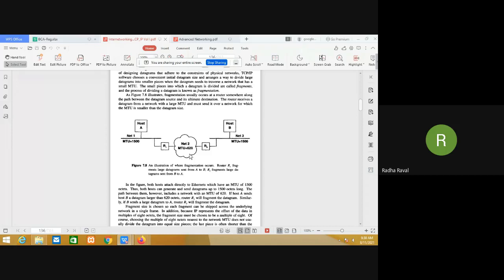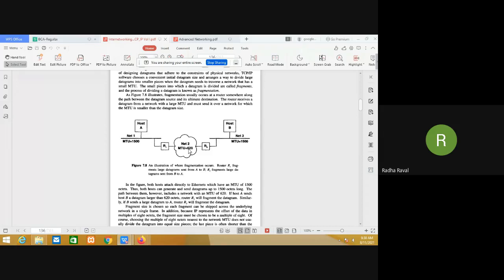So if host A sends host B a datagram larger than 620 octets, router R1 will fragment the datagram. Here the MTU capacity of host A and host B is given, but in between the network doesn't have a capacity of 1500, it has a capacity of 620 octets. So that's why fragmentation will occur in between the path. R1 will do fragmentation when data is passing from A to B, and R2 will do fragmentation when data is passing from B to A. Why? Because the MTU size is 620, and if you send a datagram larger than 620, then fragmentation will occur.